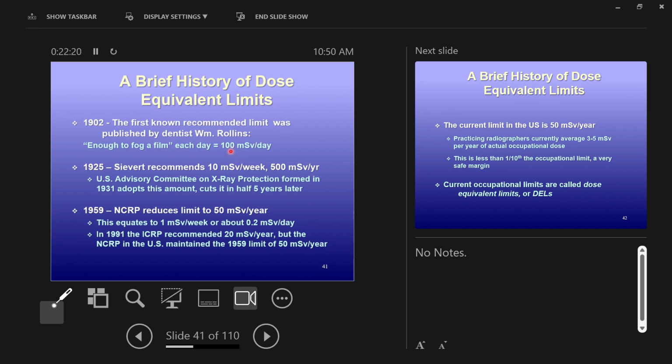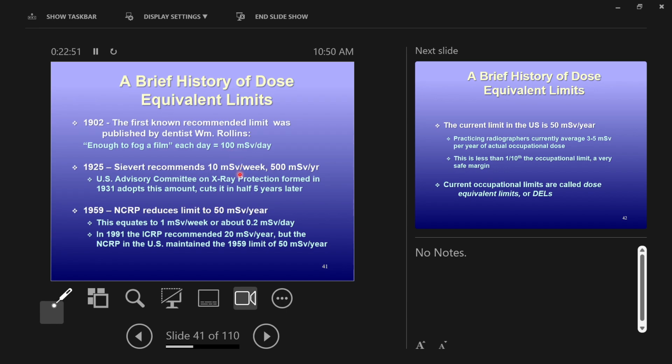How much would that be? Go back to this first one. How much would that be in a year? Well, if it's times 1, right? Yes. So we're already in dose equivalent units, so we're already in sieverts. So, 100 times 365. 3,650, or 3.6 sieverts per year, roughly. Okay, 3.65 sieverts per year.